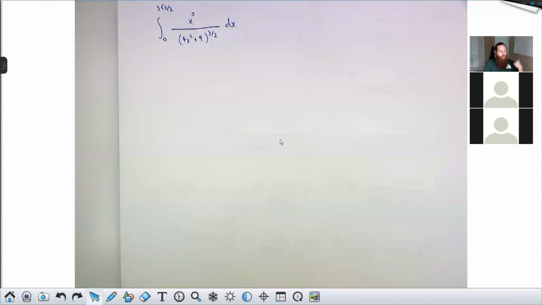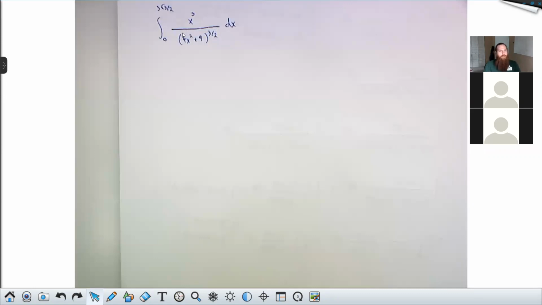At a glance, this looks much more intimidating than the last few problems we've done. First off, it's a definite integral. And what's up with this upper bound? 3 root 3 over 2, I don't like that. Again, we don't have a square root here either. At least it doesn't look like it, but remember that the 3/2 power is the same as the square root cubed. So this is the same as the square root of 4x squared plus 9, all then raised to the 3rd power. So there really is a wonky looking square root down here.